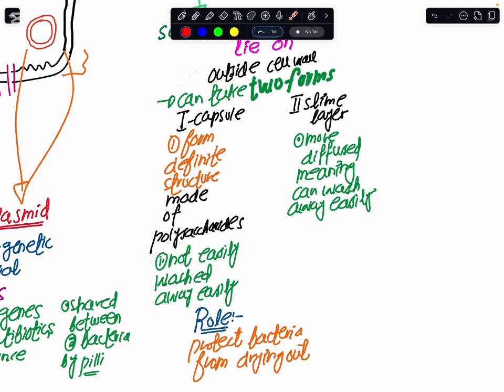But if on the outside of the bacterial cell wall we have got this slime layer, this has a more diffuse structure, which means that it can easily be washed away. No matter if we have the capsule or the slime layer for the bacteria, the role which they would be performing is that they would be protecting the bacteria from drying off, because if the bacteria would dry off, for sure they would be killed.